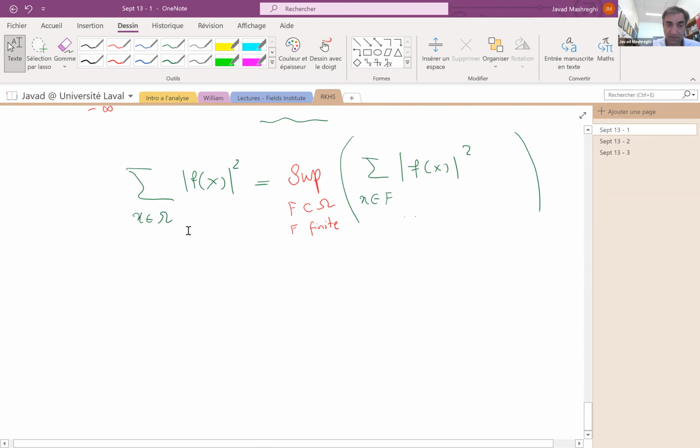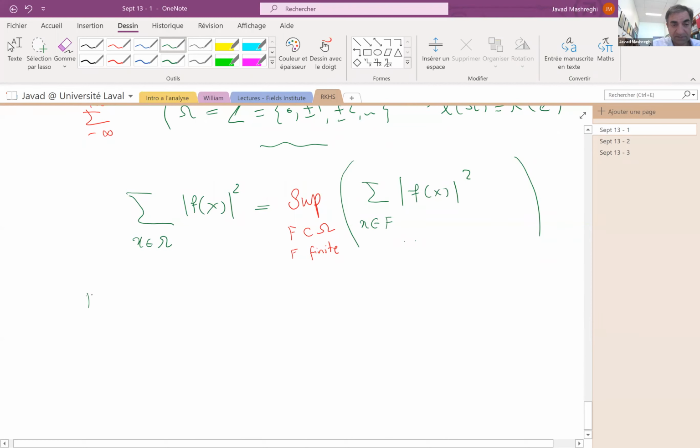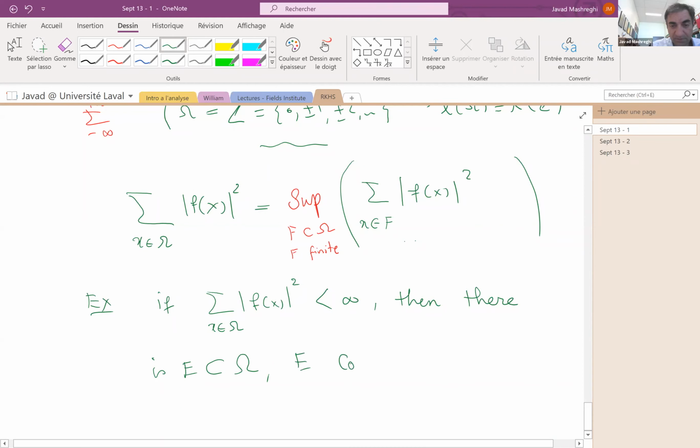The connection between the uncountable case and the countable case. So exercise for you: if the sum of the absolute value of f squared, x in Omega, is finite, then there is a set, in order not to mix F here with F over there, let me write E. There is a set E in Omega, E countable. That is why I choose E instead of F.